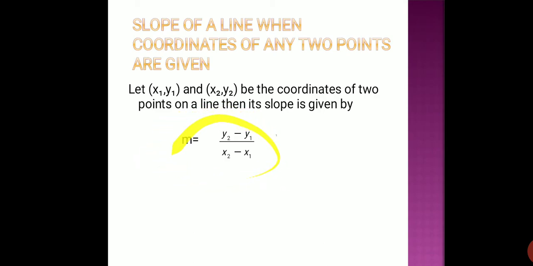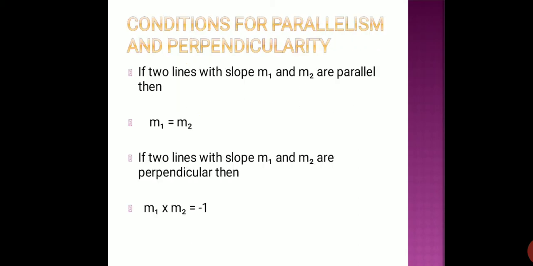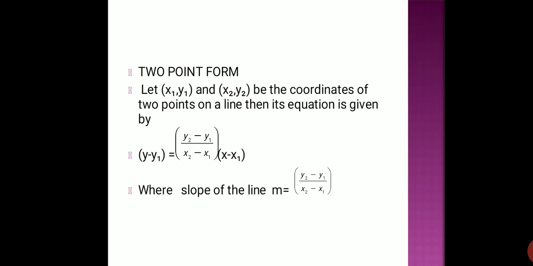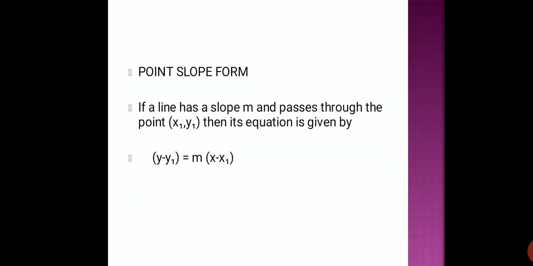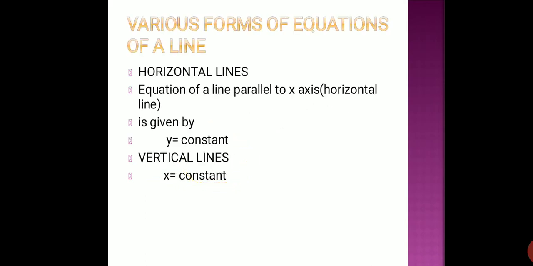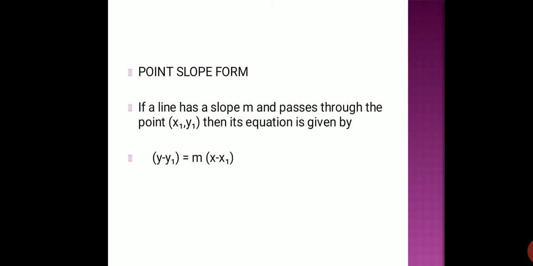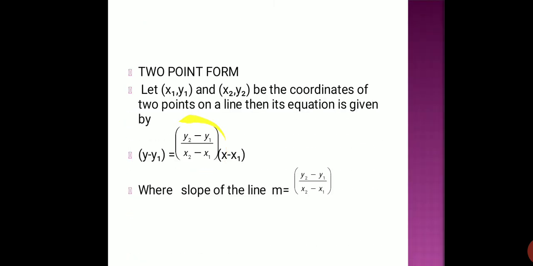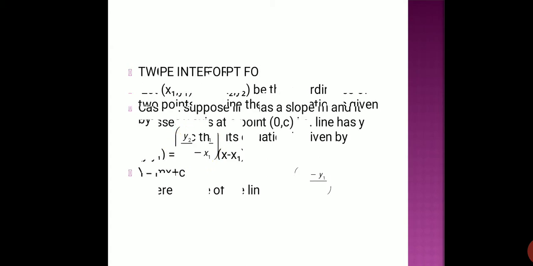This gives you slope. So when we have 2 points given on the line, then its equation can be written as y minus y1 is equal to slope into x minus x1. Look at the previous slide. Y minus y1 is equal to slope into x minus x1. So this is y minus y1 is equal to m into x minus x1. That m we have found here by the 2 points, y2 minus y1 upon x2 minus x1.